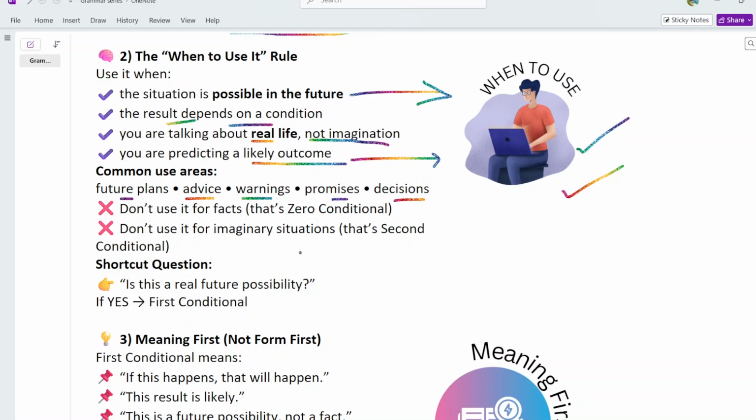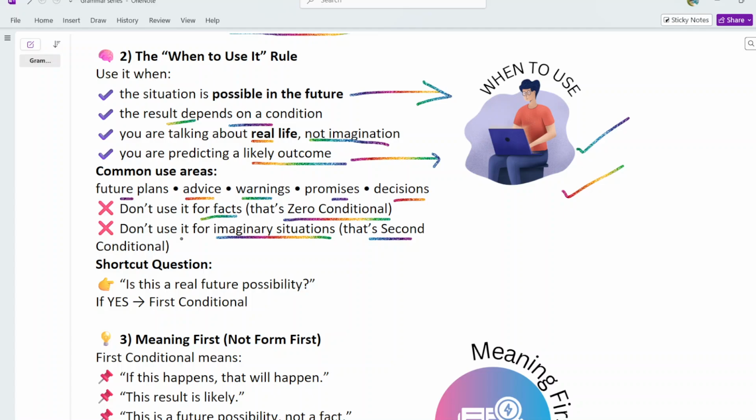Now, another important point to understand is when not to use it. So, when are you not going to use it? You're not going to use it for facts. Facts are always dealt with by the zero conditional only. And do not use it for imaginary situations. That is for the second conditional. We are going to look at that in the next upcoming session or class.